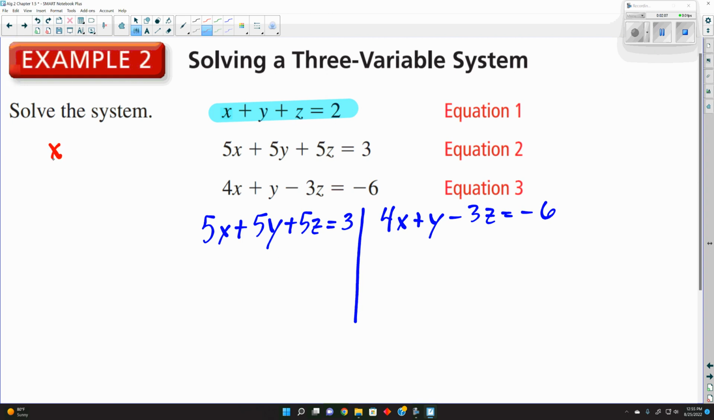So we can take our x plus y plus z equals 2. And for the one on the left, we need z to become what? 5z, yes? So we need to multiply both sides of this equation by 5. Well, 5 times x is, 5 times y is, and 5 times z is, equals 10.